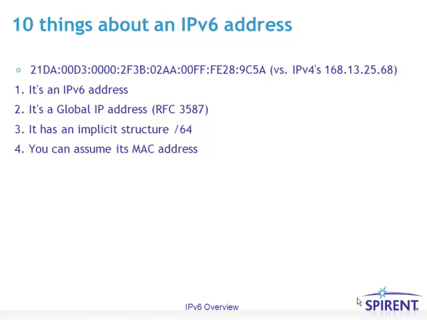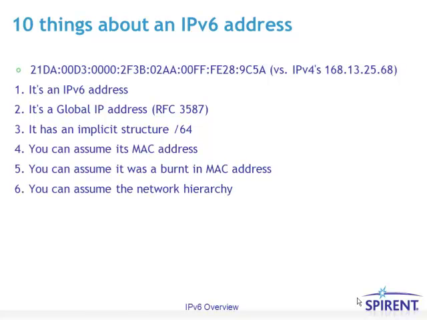You can assume that its MAC address is embedded in its interface portion. And that's because there's an FFFE in the middle. But be careful about assuming, right? And in general, you could assume that it was its burned-in MAC address. You can assume the network hierarchy, as I described with its implicit structure.